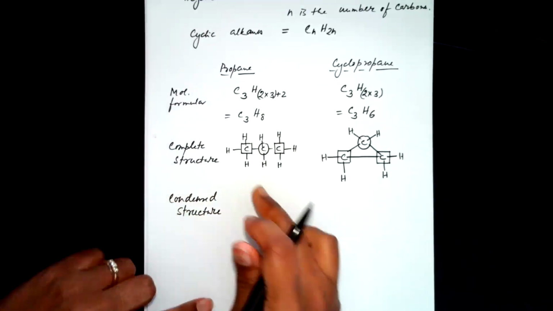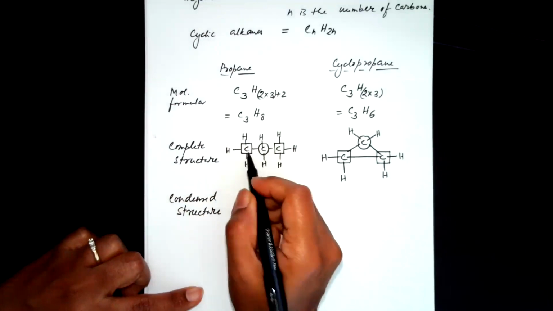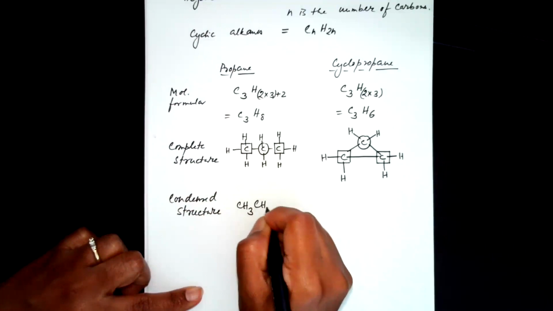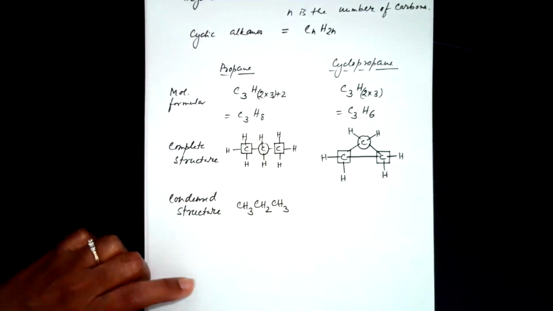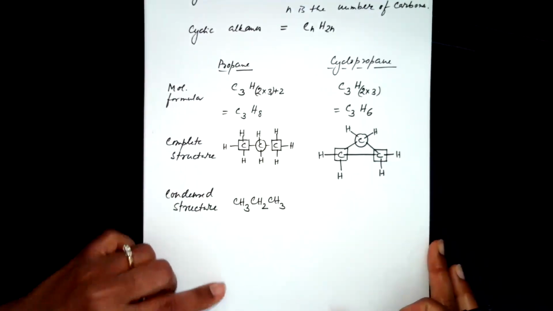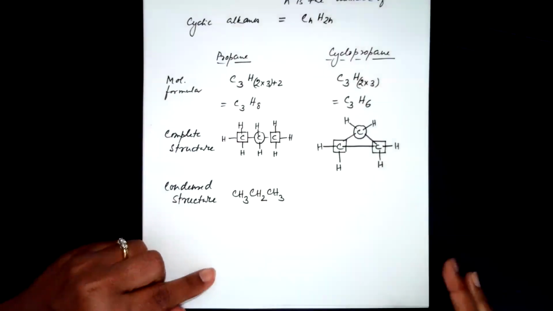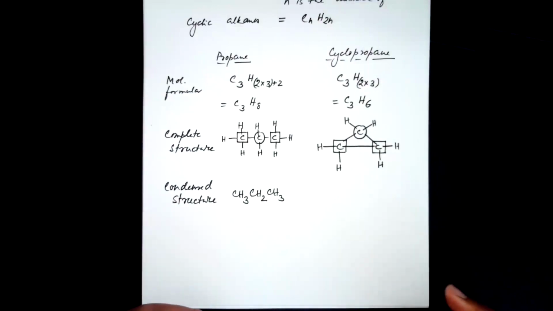For the condensed structure of the acyclic version, we would stop at each of these carbons and draw what is around them. So the first one is a CH3, next is a CH2, and then again a CH3. You could also draw the carbon-carbon bonds in between. For the cyclic version, please do not break up the ring. That is the most common mistake I have seen students make. They just break up the ring. You have to still show me that there is a ring.